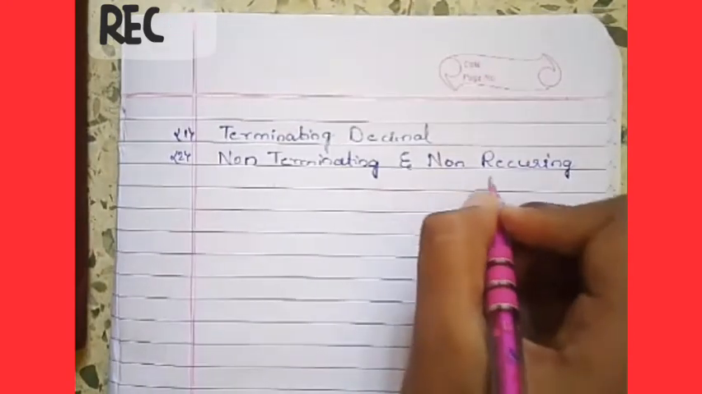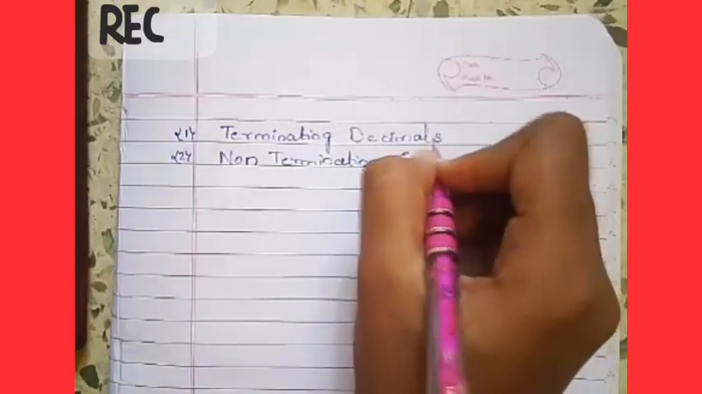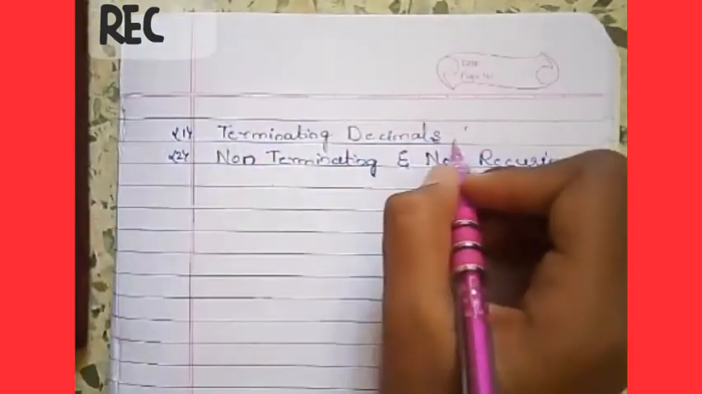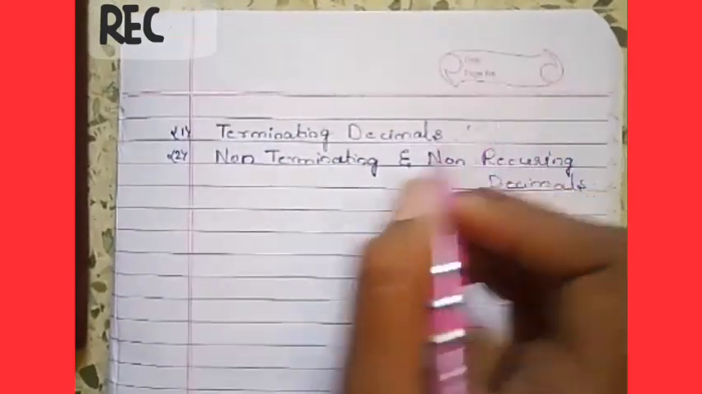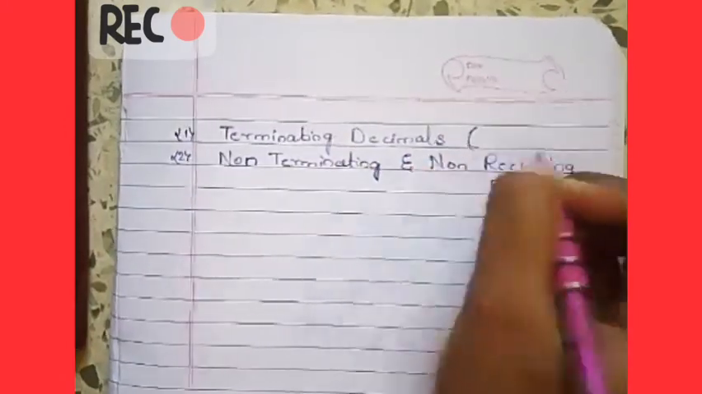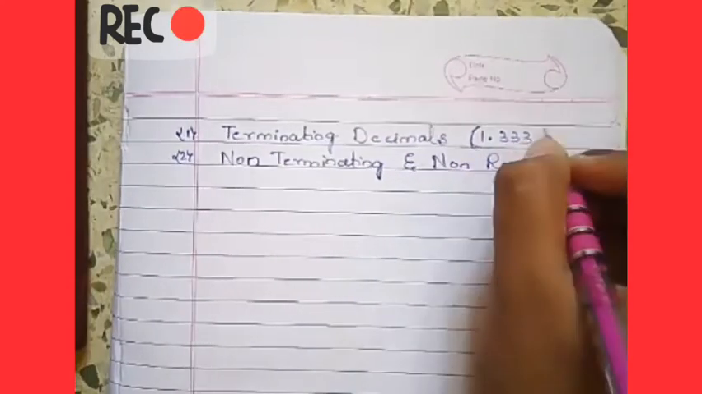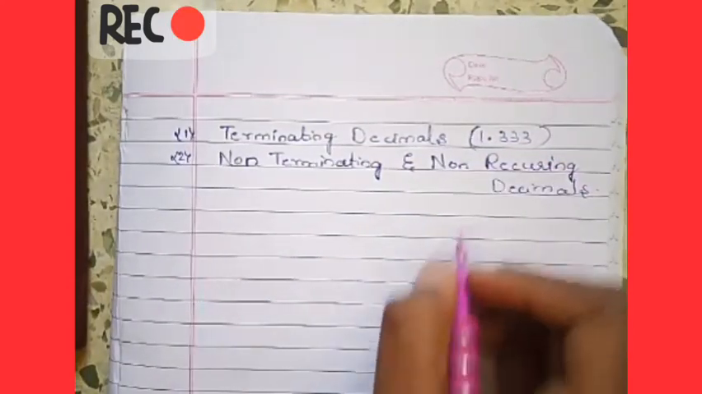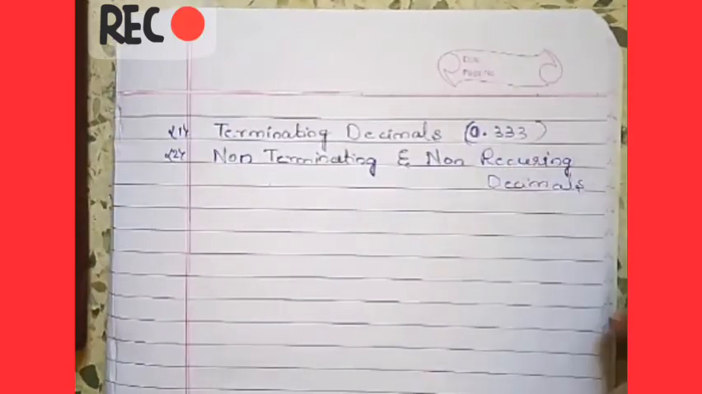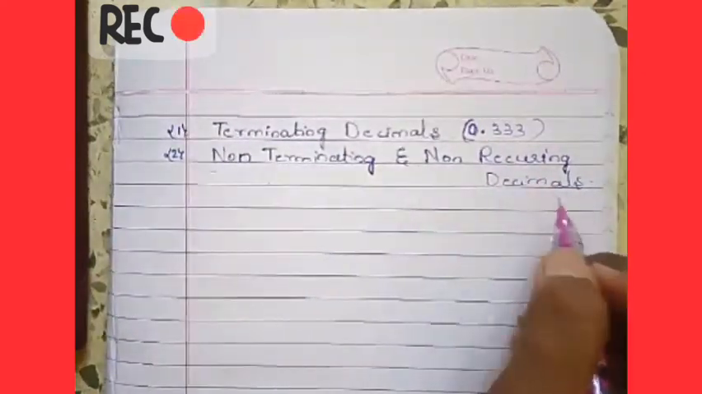Decimals. I can write here decimal. So the first category was terminating decimals, meaning finite numbers after the decimal point. I will write the examples here, like 1.333, or let's take 0.333.